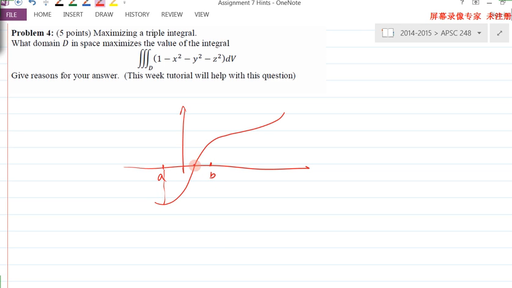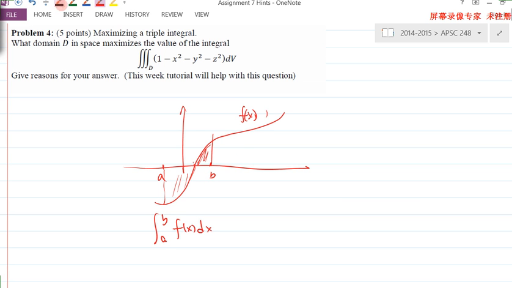for this portion, the function f of x is less than 0, and for this portion it is greater than 0. So the integral, we know for a single variable, physically means the area underneath the curve. If this is less than 0, then you're going to have this area minus this area here, so you can guarantee you get a maximum value.